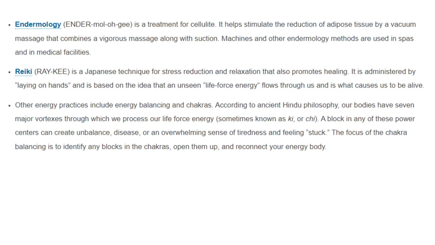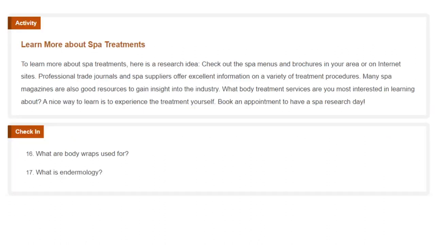According to ancient Hindu philosophy, our bodies have 7 major vortexes through which we process our life force energy, sometimes known as ki, or chi. A block in any of these power centers can create unbalance, disease, or an overwhelming sense of tiredness and feeling stuck. The focus of the chakra balancing is to identify any blocks in the chakras, open them up, and reconnect your energy body.